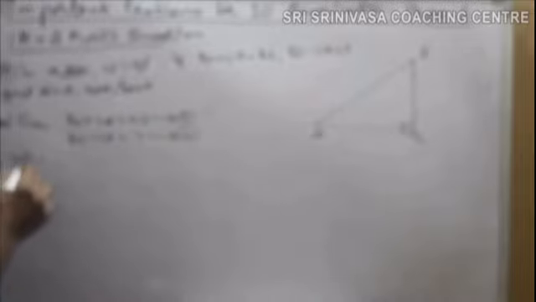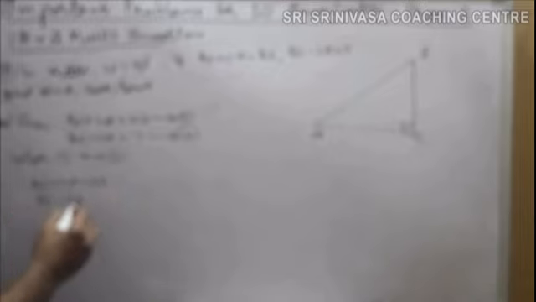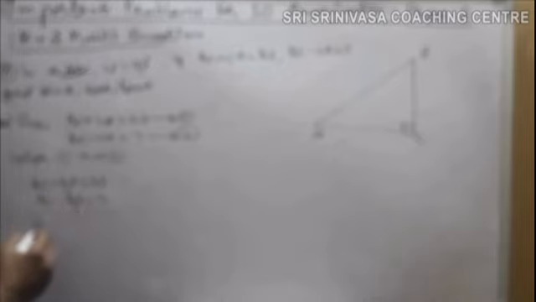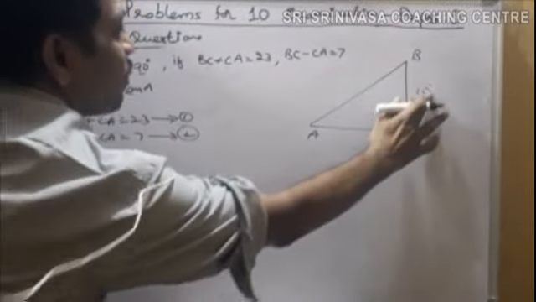So I'll solve equation 1 and 2. So let us go for elimination method here. BC plus CA equal to 23. BC minus CA equal to 7. So these will get cancelled. So 2BC equal to 23 plus 7 is 30. So BC equal to 30 by 2. So BC equal to 15. The value of BC is 15.